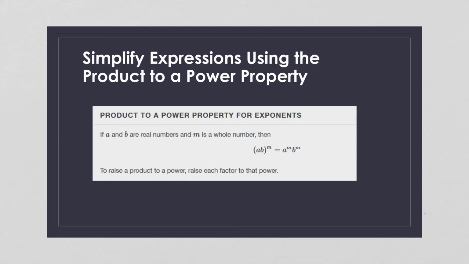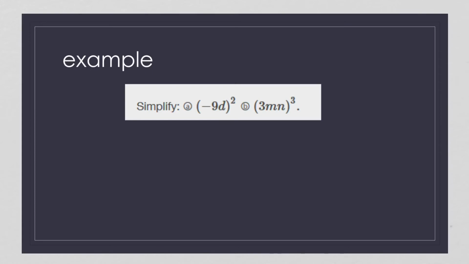All right, this is our product to a power property. This says if we are multiplying two numbers and they are being raised to a power, you take each piece and raise them to that power. All right, so let's look at part A. Oops, part A. We've got negative 9d, and we're squaring both pieces of that. That means we've got, notice the negative is inside the parentheses. Keep it there.